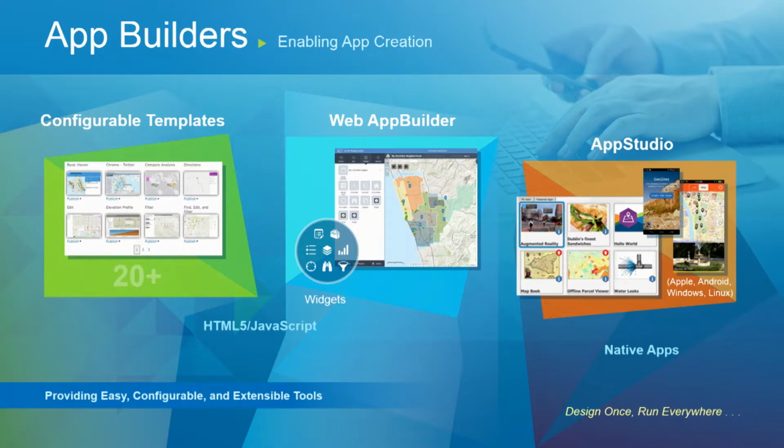Everybody wants their own app these days. In fact, it's the most important part of what's occurring. And so there are a variety of tools, configurable templates, the web app builder, and a new product technology called the App Studio, which allows you to design it once and build an app that'll run in the iPhone and in the Android device and in the Windows device automatically, and take advantage of the native characteristics of the tools. This is going to cause explosion of access to the infrastructure.